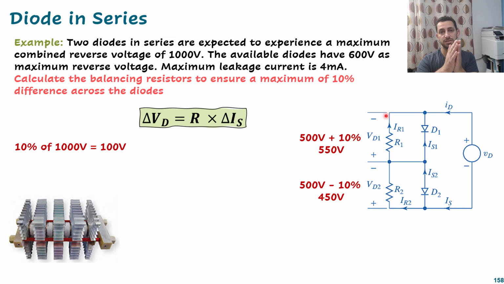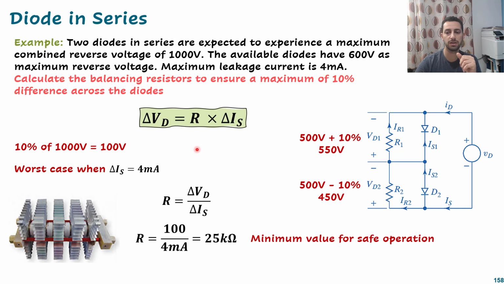So in the worst case scenario, the difference between the first diode and second diode is the maximum leakage current. So delta IS is 4 milliamp. I don't want to say 2 milliamp or 3 milliamp. Let's consider 4 milliamp. By taking these numbers into the equation, you will get 100 volt divided by 4 milliamp, which is 25 kilo ohm. This is the minimum value for safe operation, and the minimum value to guarantee that this will not exceed 550, and this will not be above 550 either, because each one is designed the same way.